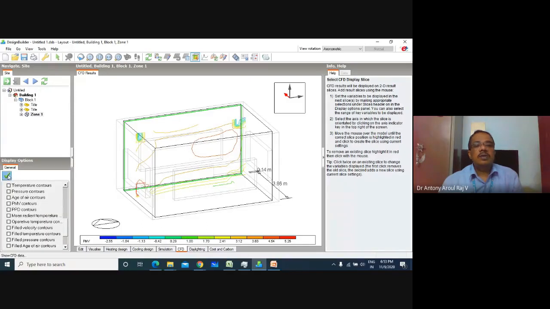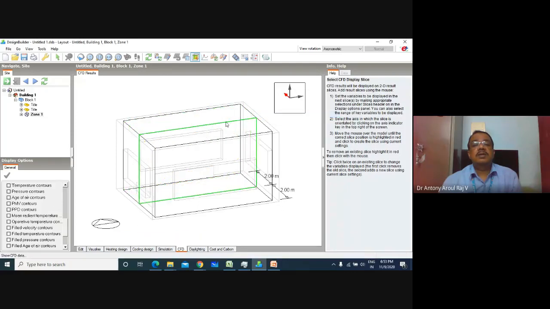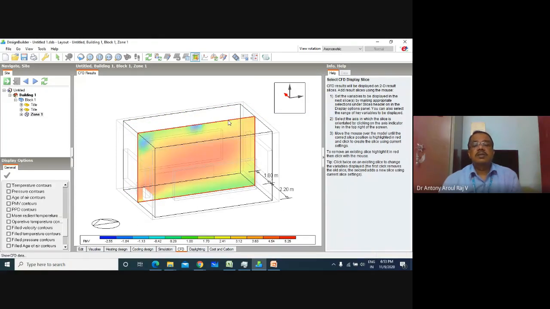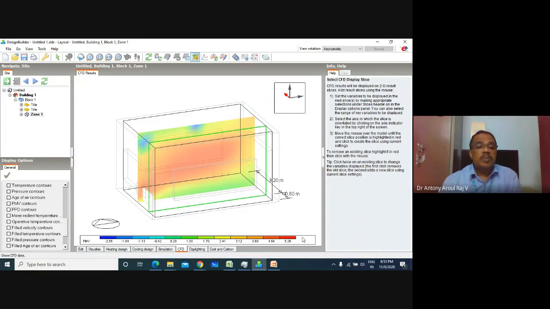Okay, so I'll go for filter. I'll remove this. Okay, remove all the slides. Now here you can see, so this is PMV contours. It will be varying from -3 to +3. Okay, I think it is going up to 5.25. So this is a health or comfort parameter index.